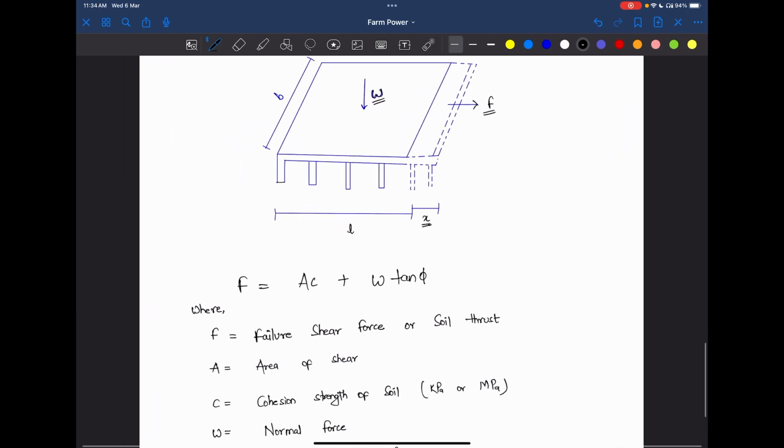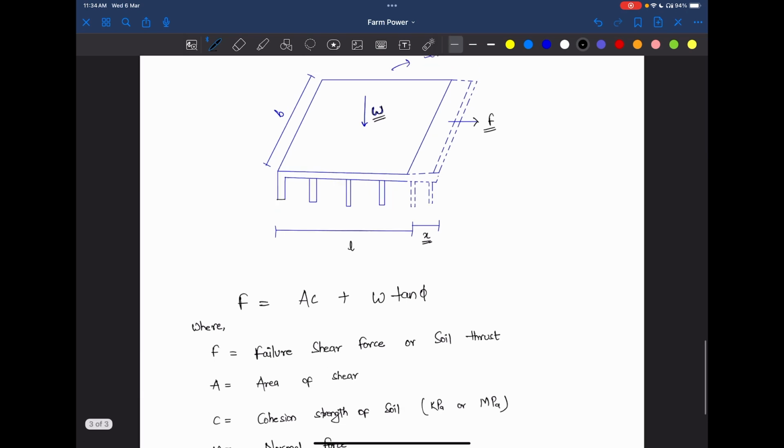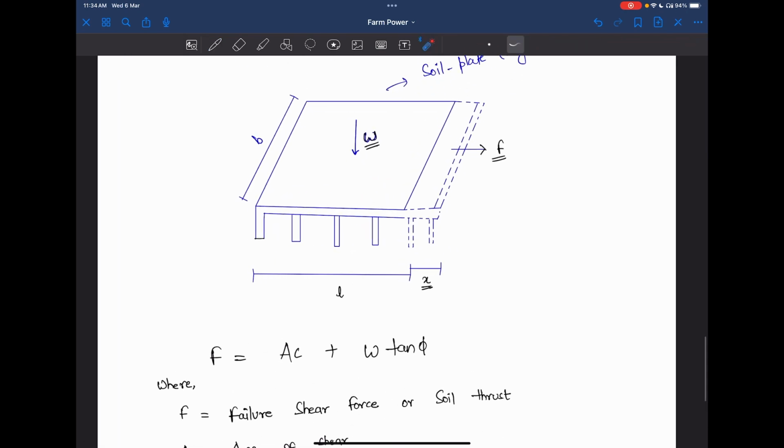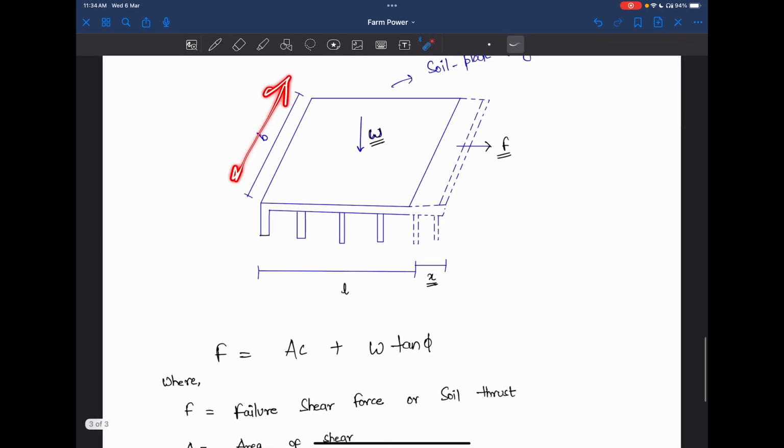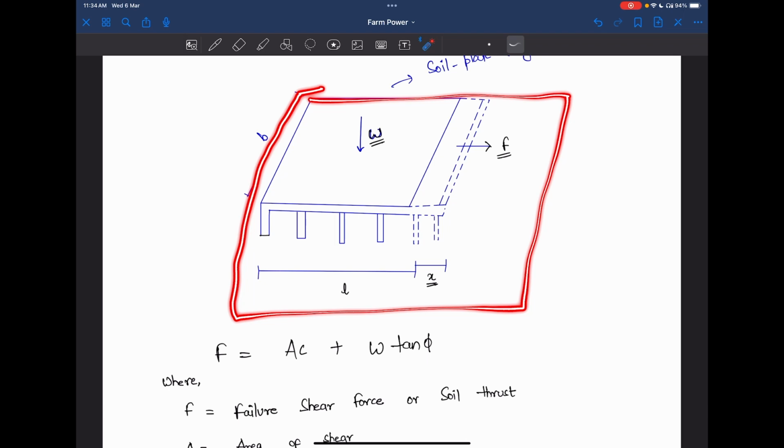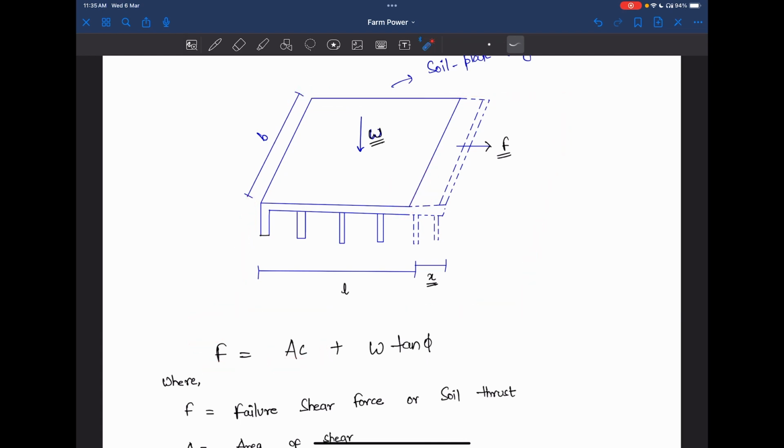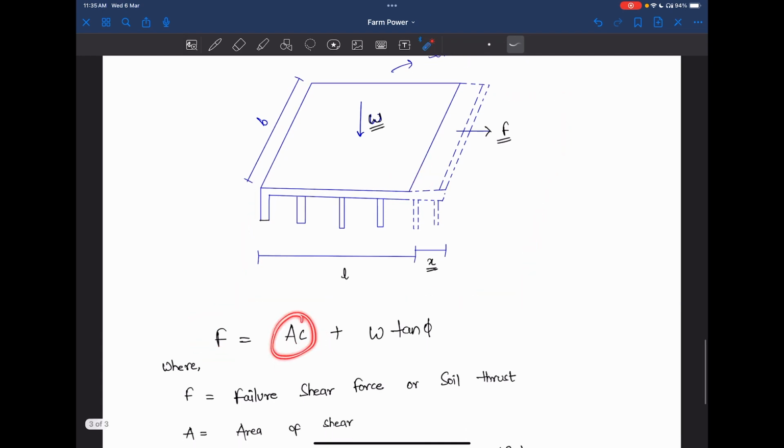What happens is that Mohr tried to change the dimensions. Sometimes he will increase breadth and length, which will increase the area. The more the area, the more the cohesion. Because of which we can see F equal to AC plus W tan phi. If A increases, F will increase as well, because F is directly proportional to A over here. So area will increase, the cohesion will increase, the friction will increase, because of which the soil failure will be less.